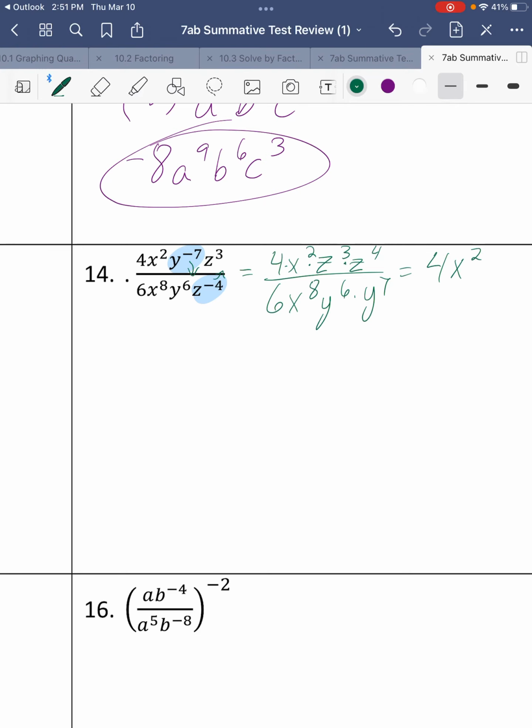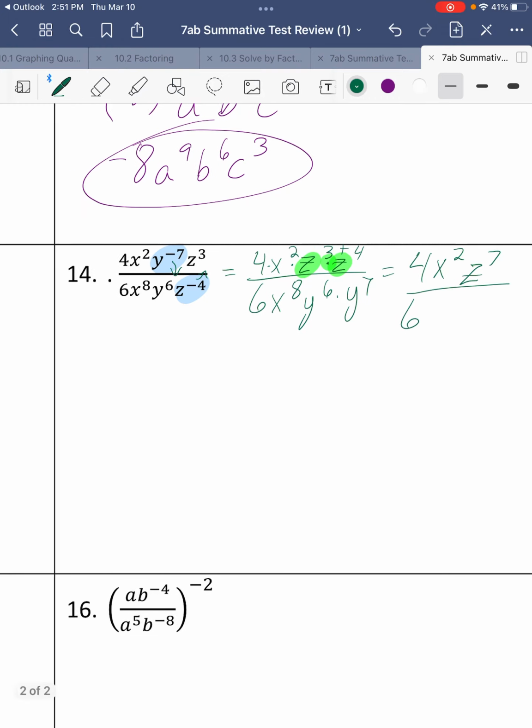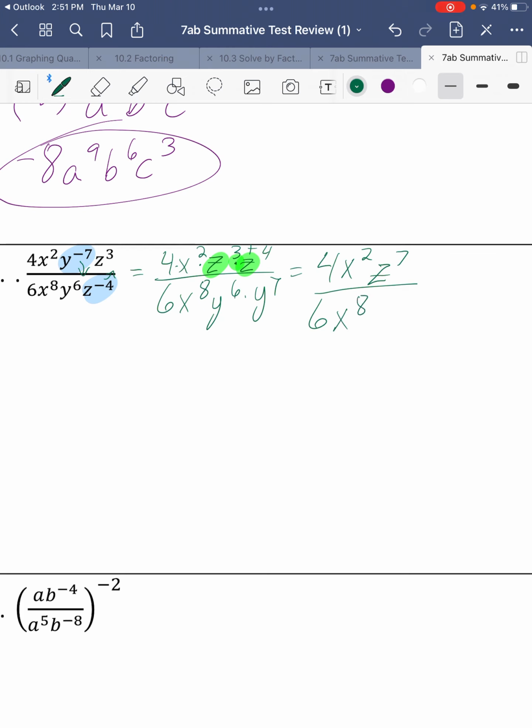So it's 4x squared. Now we have a situation of like bases with multiplication. You are adding the exponents. Remember from 7.1? So we're adding these exponents. That's z to the 7th. And we have x to the 8th. And again, we have the y's. We're like bases with multiplication. You add those exponents. That's going to be y to the 13th. 6 plus 7 is 13.